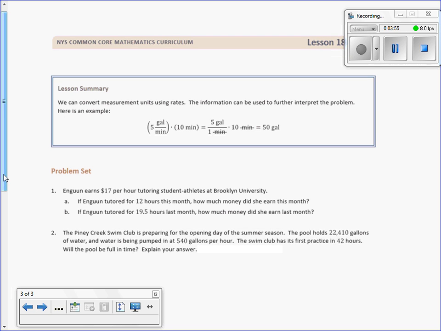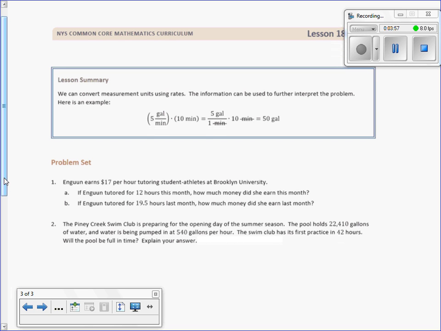So here's a review. We can convert measurement units using rates. The information can be used to further interpret the problem. Here's an example. 5 gallons per minute times 10 minutes. Notice how they cancel the minutes here. And 5 times 10 is 50. And the word gallon was the only word left over. And that is part of your solution.